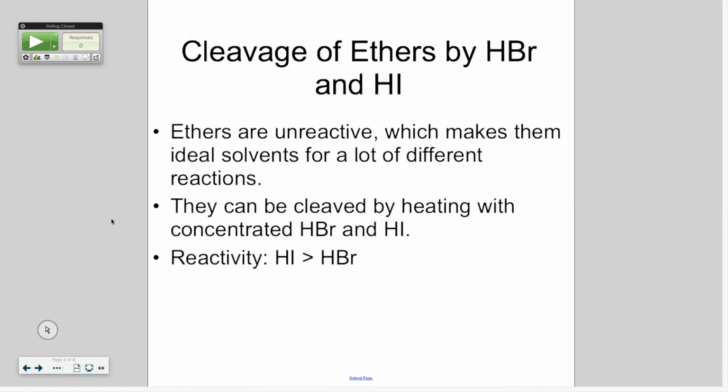Okay, one thing you can do with ethers, though, is cleave them by heating with concentrated HBr or HI. So if you had a reaction that you needed to add HBr to, and you needed to heat it up for some reason, then you wouldn't use an ether as a solvent, because of this whole issue.